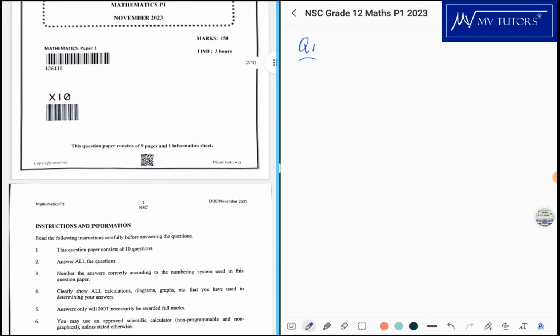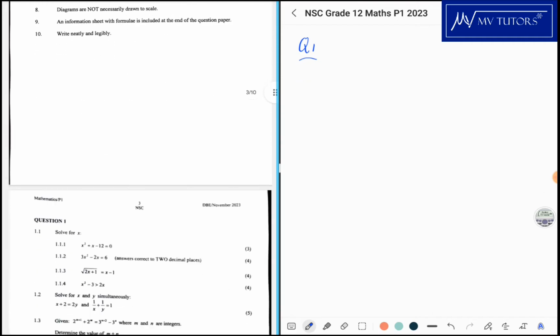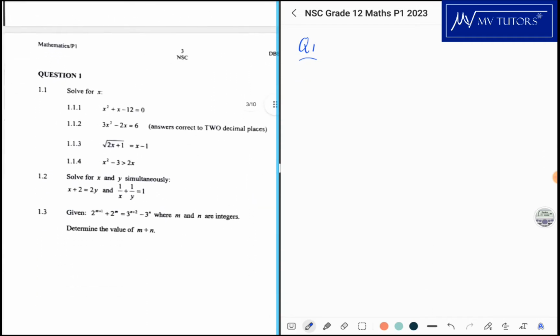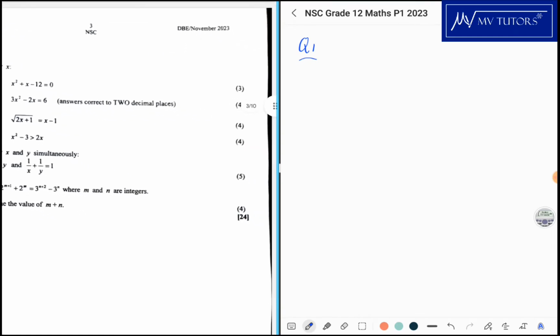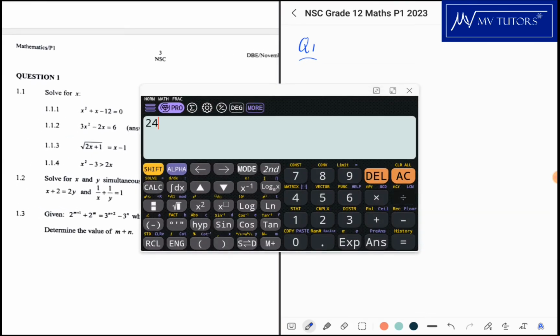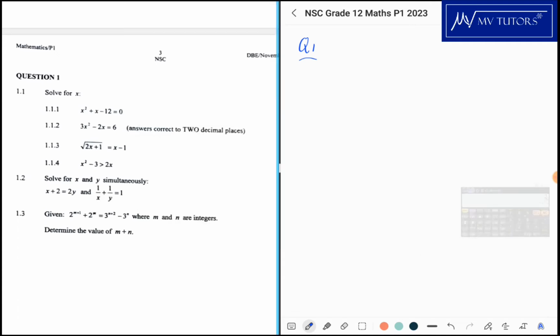And let's get started with the memo for this paper. Okay, question 1, that is where you should be getting all your marks. Try as much as you can to get the total there, 24. And what is the percentage there? So 24 divided by 150, we are looking at 16%. Okay, if you can master question 1, you already have 16%. So let us go ahead and do this.